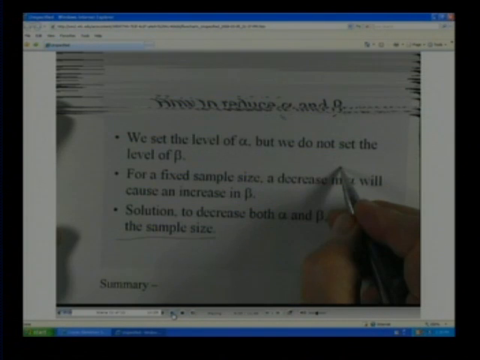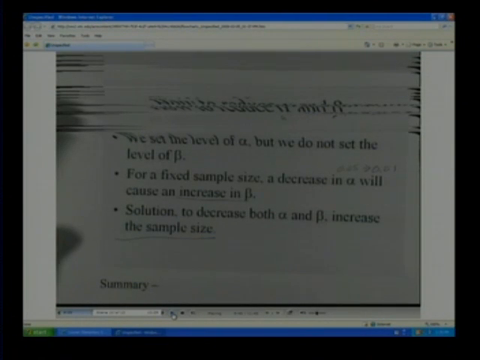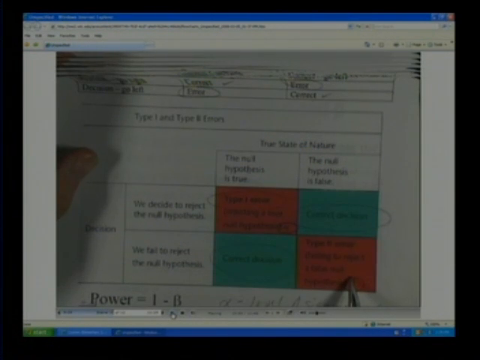For a fixed sample size, if we decrease alpha, if we go from 0.05 to 0.01, that's going to cause an increase in the beta level. So if we reduce the possibility of making this type of error, then we increase the possibility of making this type of error, is basically what that is saying. So it's sort of a can't win situation there. You need to get some sort of a balance there.